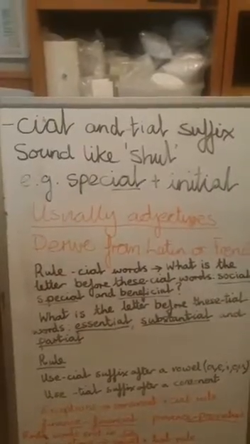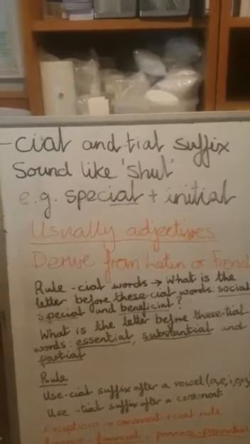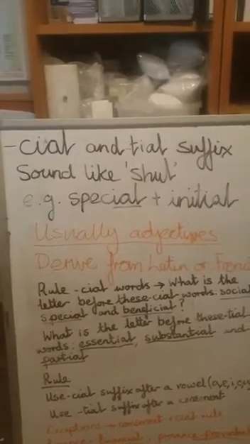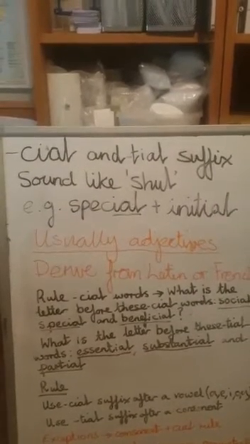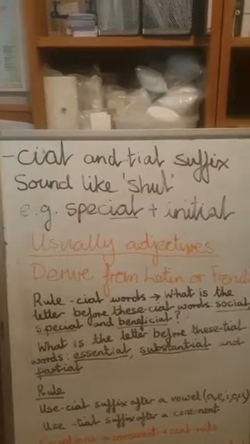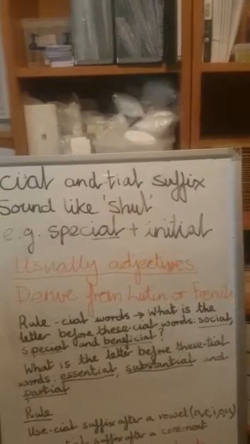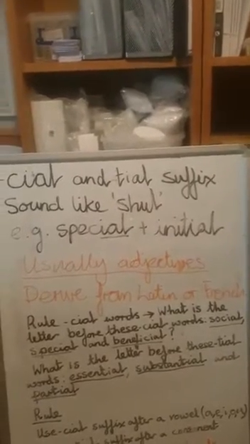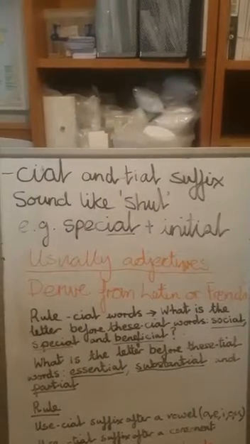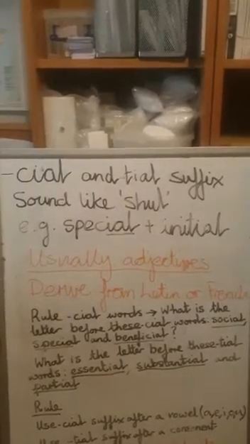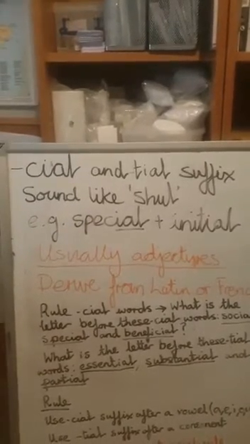Okay then, we're looking at the suffixes CIAL and TIAL. They sound like shull. So an example would be special or initial. These words are usually adjectives. They derive from Latin or French. I know in Year 5 we looked at Viking words. So the English language is made up of a lot of influences from different countries.